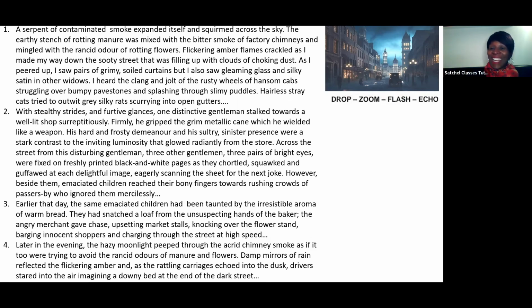So you can see here I've used dropping us straight into the action, into the feeling through sensory description. I've used zoom, really zooming into the different characters, using AAA, using mopes. I've used flash to have a very different scene where the baker is charging towards the boys, giving chase because they've stolen some bread. And I've used echo, going back to some of the ideas at the beginning.